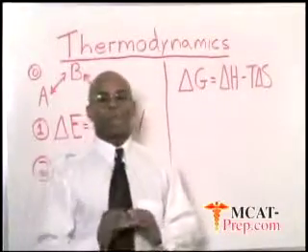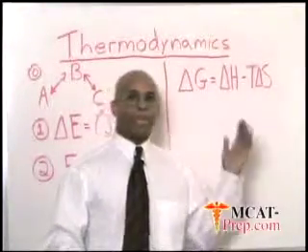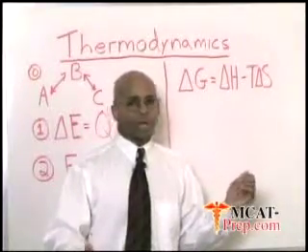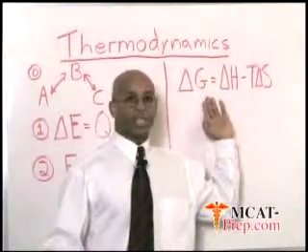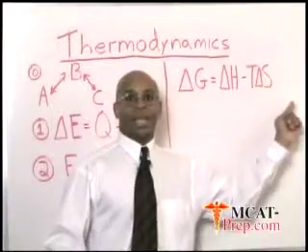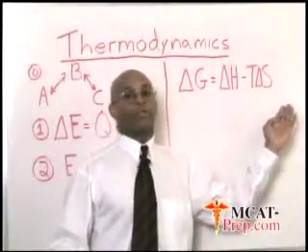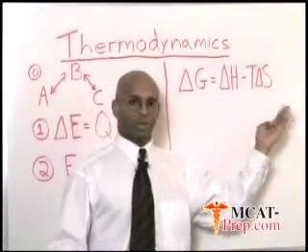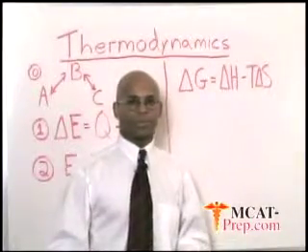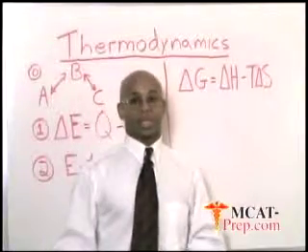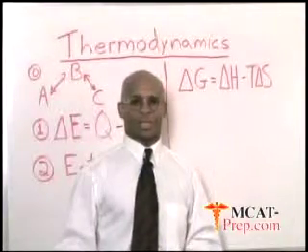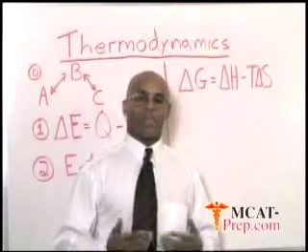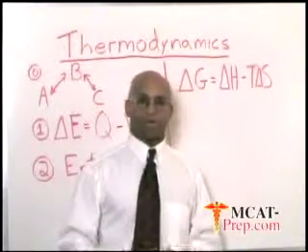So the bottom line is as follows. If delta G is negative, then the reaction is spontaneous. No surprise there, because if delta G is negative, likely delta S, the entropy, was very high to create a negative value on the right side of the equation. If delta G is positive, then the reaction is non-spontaneous. And if delta G is equal to 0, the reaction is in equilibrium.